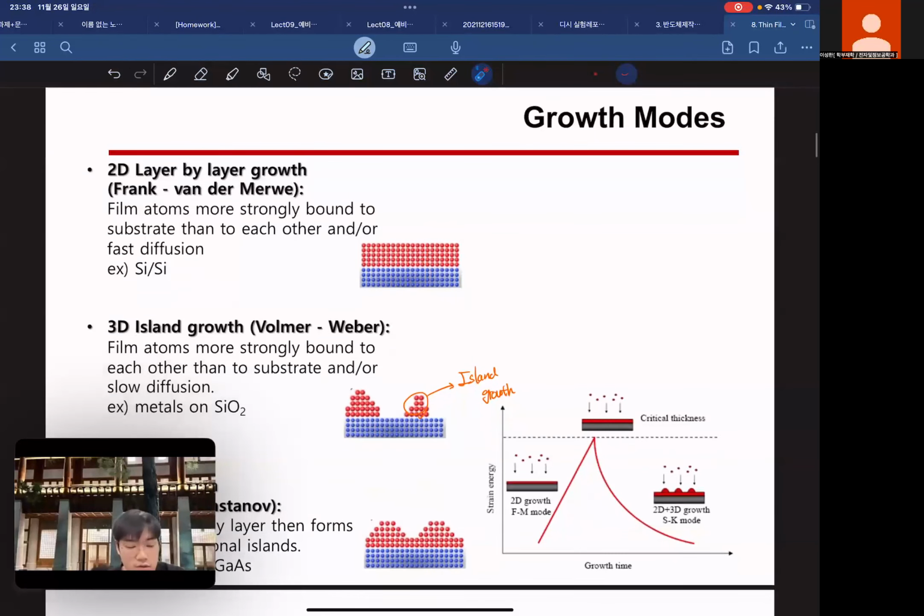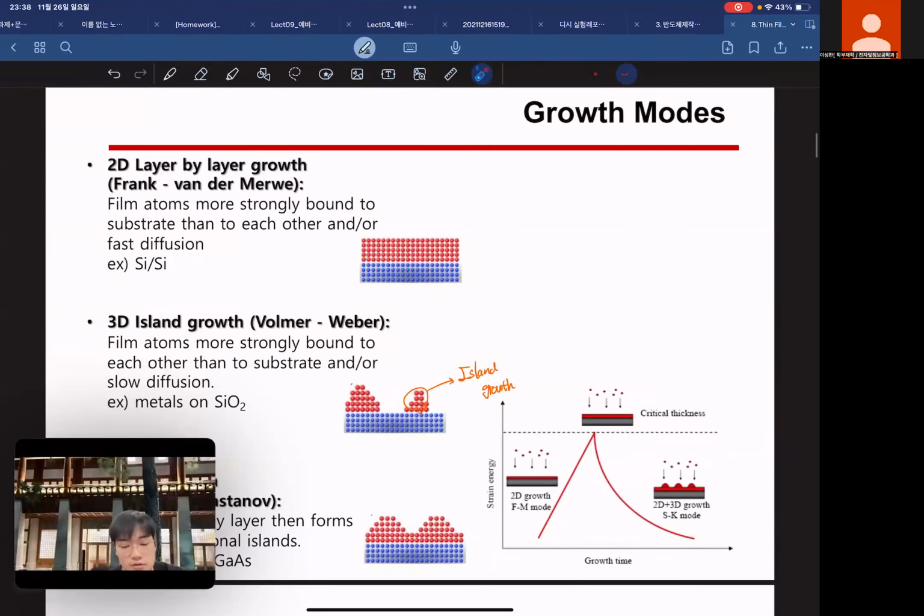So there are three modes of growth. First is the layer-by-layer growth. It needs a long time and high temperature, but it makes a really stable film, and it has the same height everywhere at the same time.